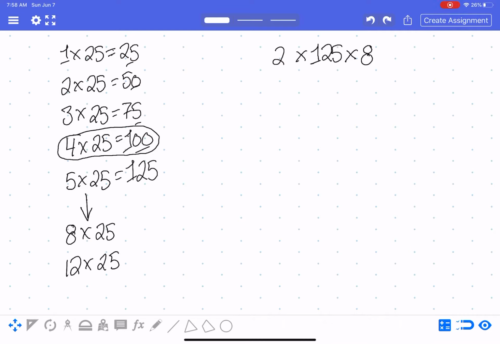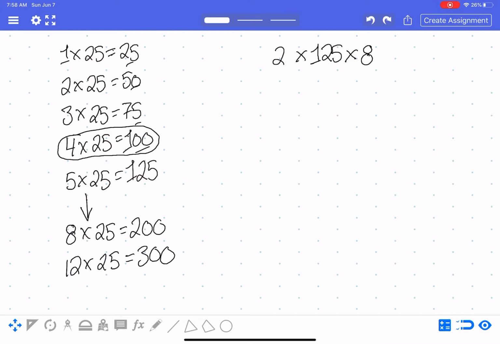Okay, so 4 times 25 is 100, and then 8 times 25 is 200. So every fourth number is like 100, 200. So then when you do 12 times 25, you get 300. Okay, and then the next one would be 16, right? So 16 times 25 would be 400. So 25 times tables are pretty useful.